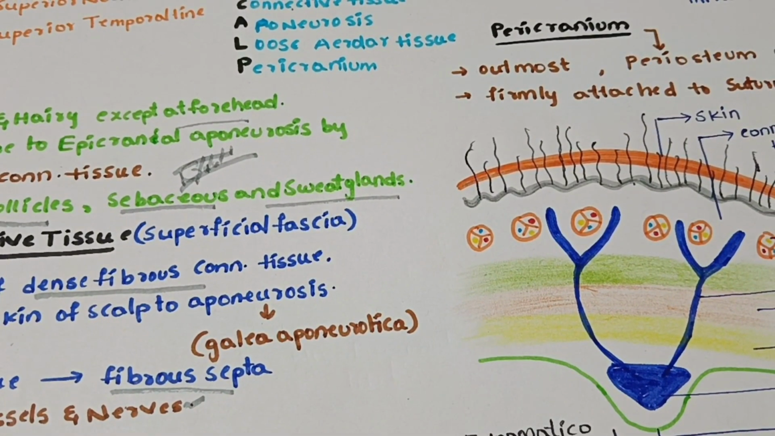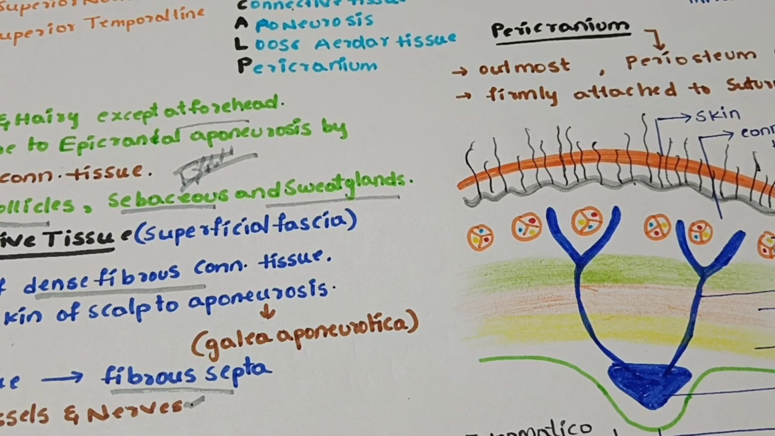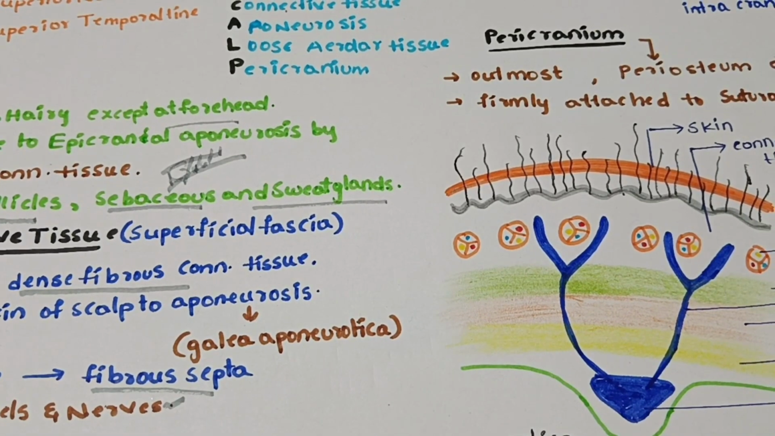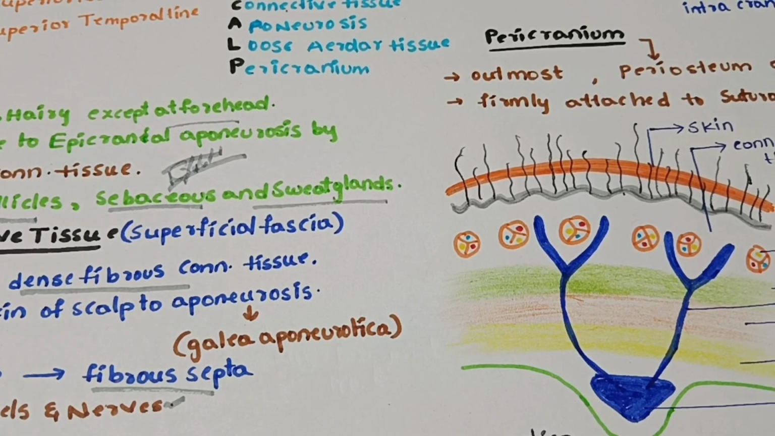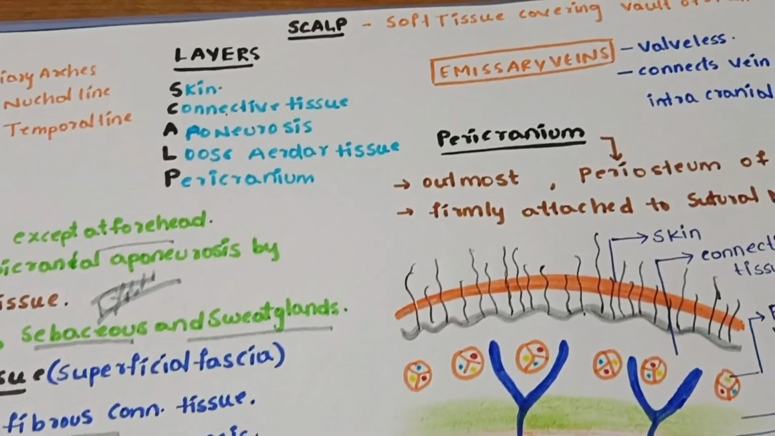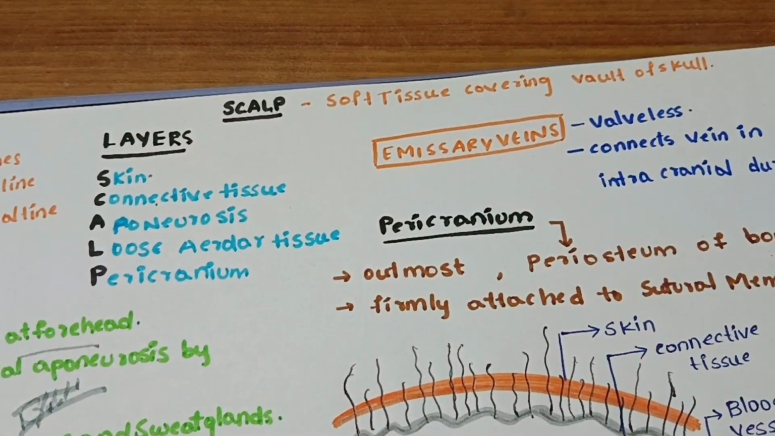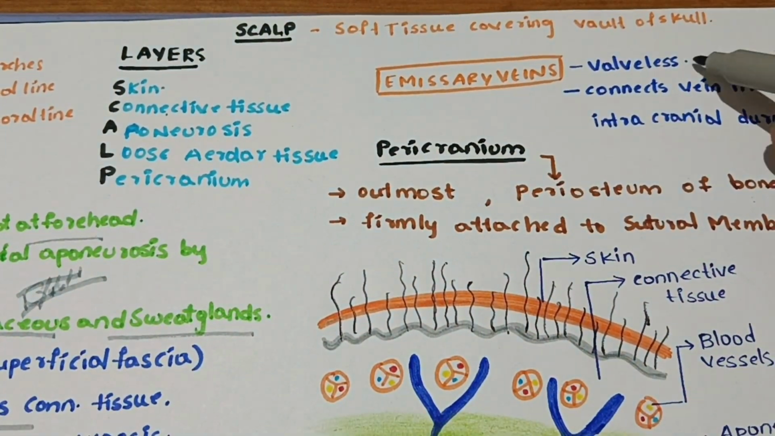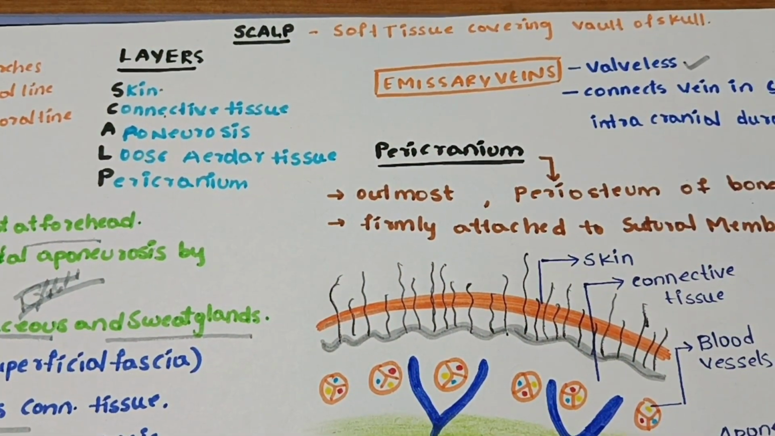What is extracranium? Outside the skull, right? What is outside the skull layer? We have blood vessels and connective tissue, that is the second layer of the scalp. From the second layer of the scalp, these emissary veins carry blood to the intracranial dural venous sinus. Emissary veins, as I said, are valveless veins, connecting veins in the second layer with intracranial dural venous sinuses.